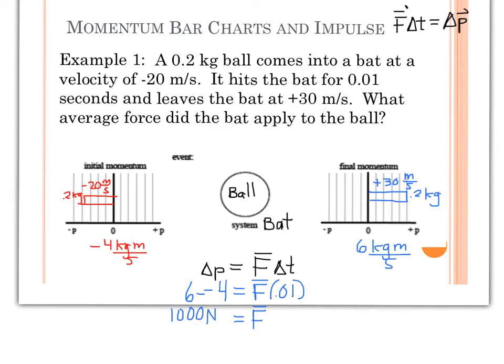So you can think about this as the bat is transferring momentum to the ball. Momentum is going into the ball. And the average force that the bat applied to the ball was 1,000 newtons. As a reminder, if the bat hit the ball with 1,000 newtons, the ball also hit the bat back with 1,000 newtons. That's Newton's third law, so you don't want to forget about that.